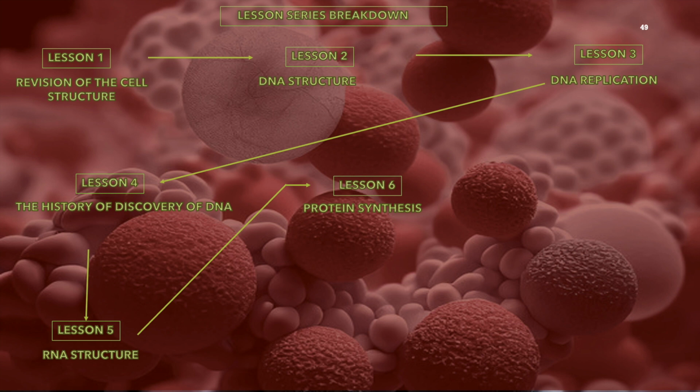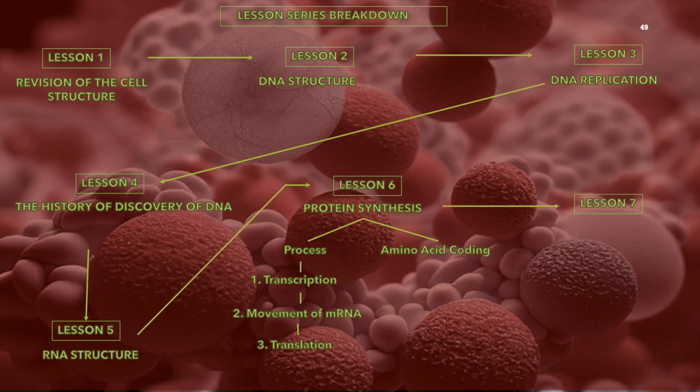Lesson 6 is a 2-part lesson on protein synthesis. It is divided into the process of protein synthesis, which comprises of transcription, movement of mRNA, as well as translation. The second part on the lesson of protein synthesis will be looking at amino acid coding.